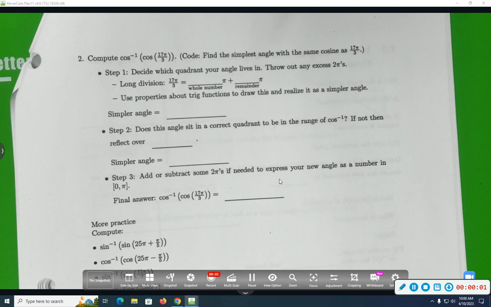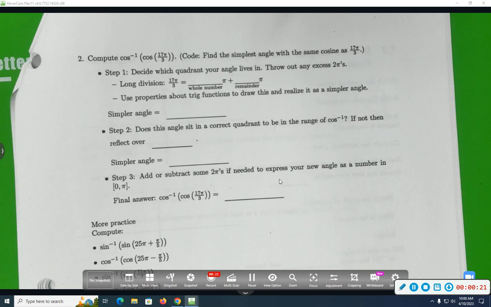Let's do a computation of a trig function evaluated at an inverse trig function. And you know what? Let's even begin with a way of bypassing everything. We'll talk through everything, but let's use a computer to do some stuff.